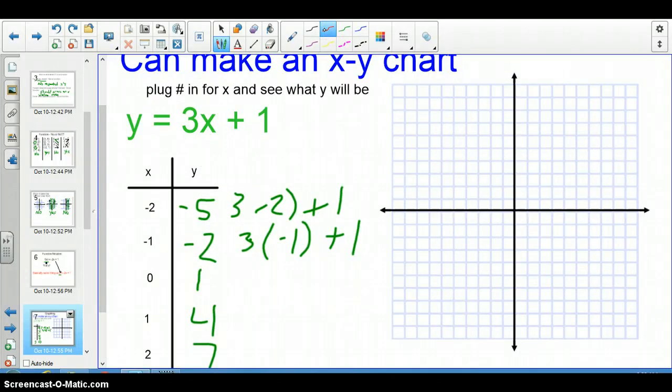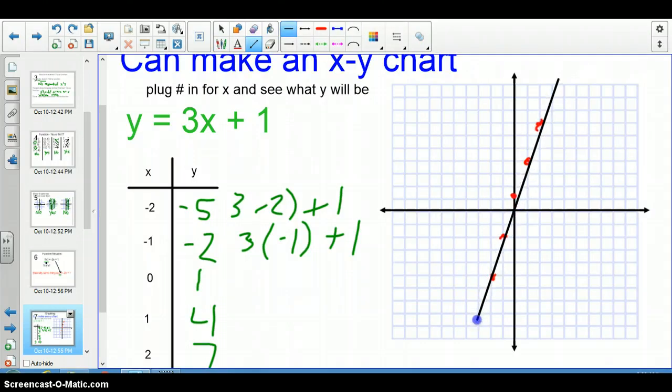So -2, -5. Somewhere right in there. -1, -2. 0, 1. 1, 4. 2, 7. Then we can draw our line. Okay?